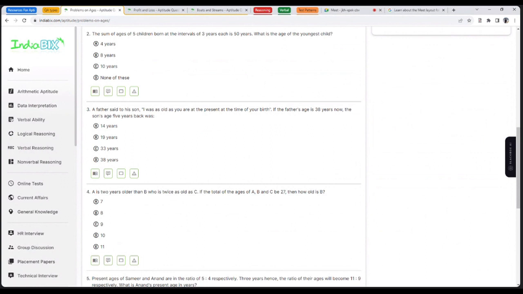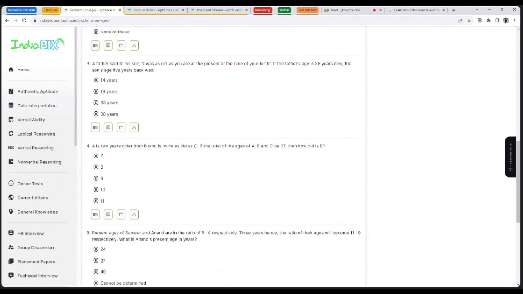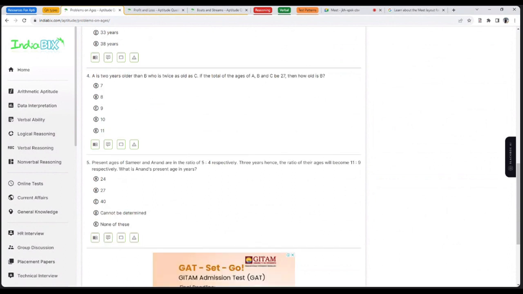So, starting with the quantitative aptitude. Here I'm just showing three types of questions: problems on ages, profit and loss, boats and streams. When you try to solve an age-related problem, these are the types of questions. A is 2 years older than B, who is twice as old as C. If the sum of their ages is 27, then how old is B? These types of questions will be asked.